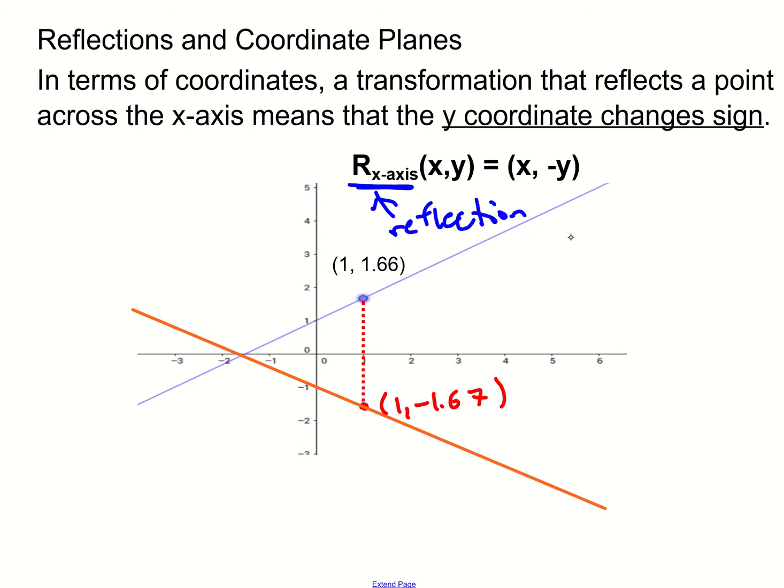So we use a capital R, and then here this tells us where we're reflecting about. Are we reflecting about the x-axis? Are we reflecting about the y-axis, etc.? And then this (x, y) is the original coordinates, and so this is our pre-image, and then our (x, negative y), this is our image, which is our product.